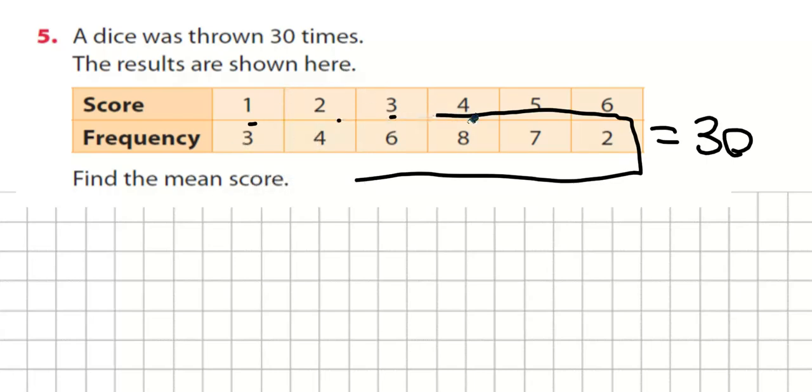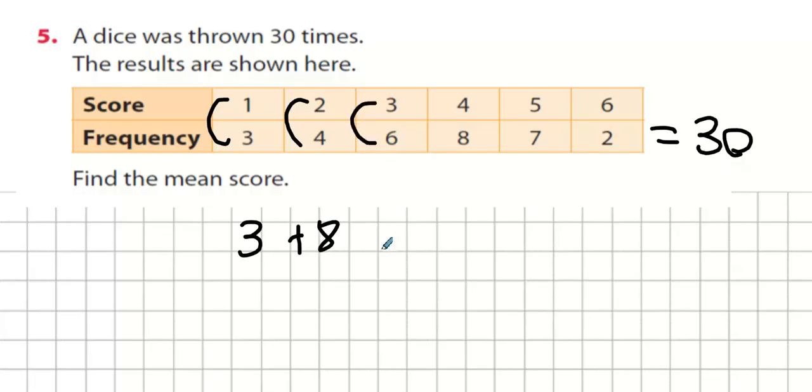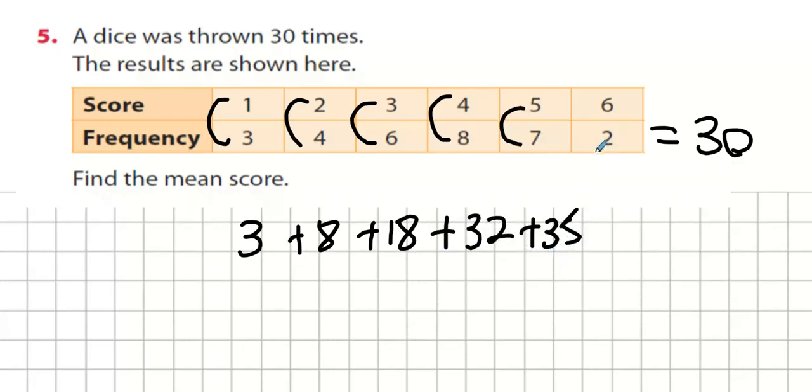Okay. You ready, guys? Now, next thing I'm going to ask you is the following. Calculate the mean score. Okay. So 3 times I got 1, which is 3. 4 times 2. 6 times 3. 18. Next one. 8 times 4. 2. 7 times 5. 6 times 2. 12. What does it add to?